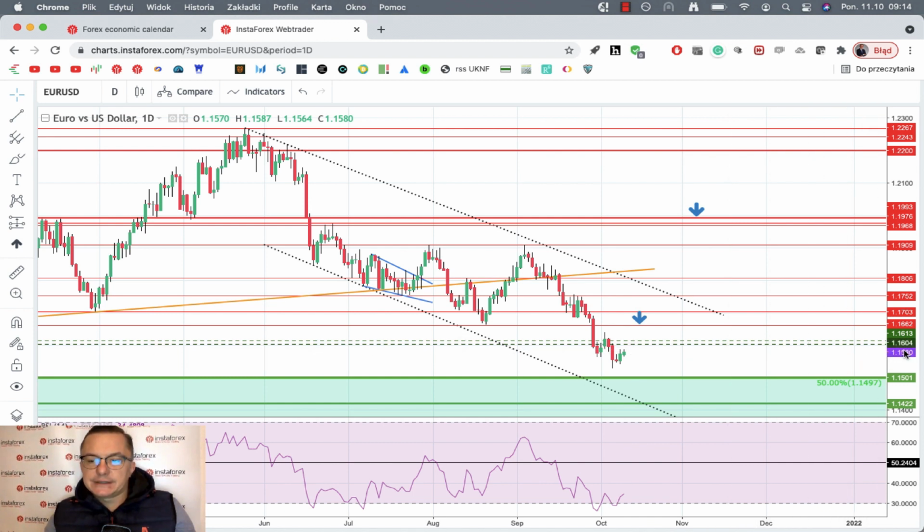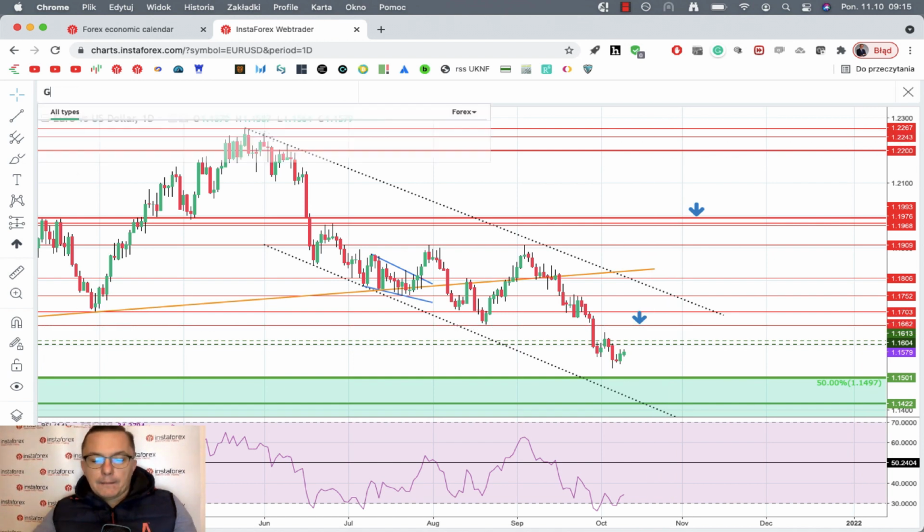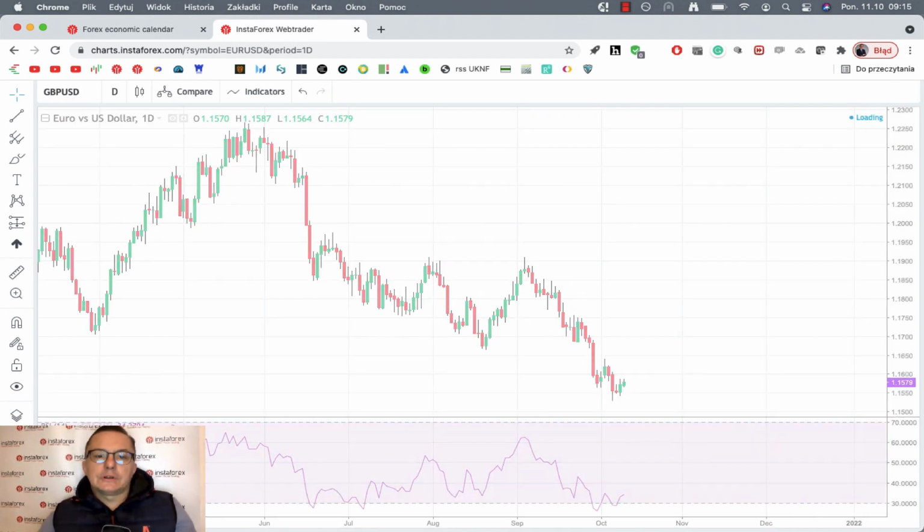Immediate technical resistance 1.1604, 1.1613, then the key short-term resistance 1.1662, and the key support and 50% Fibonacci retracement 1.1497. So that's the euro dollar. Now cable.